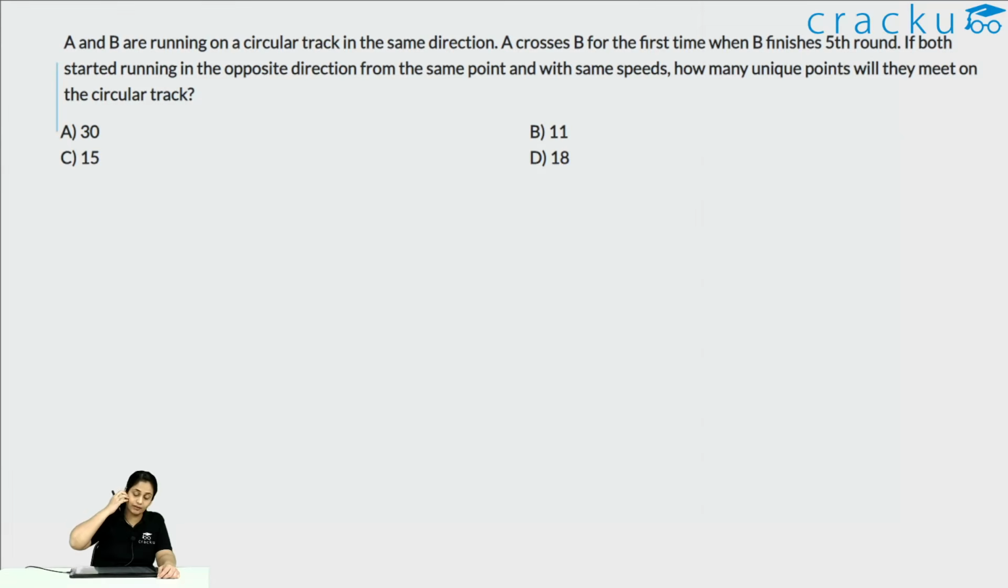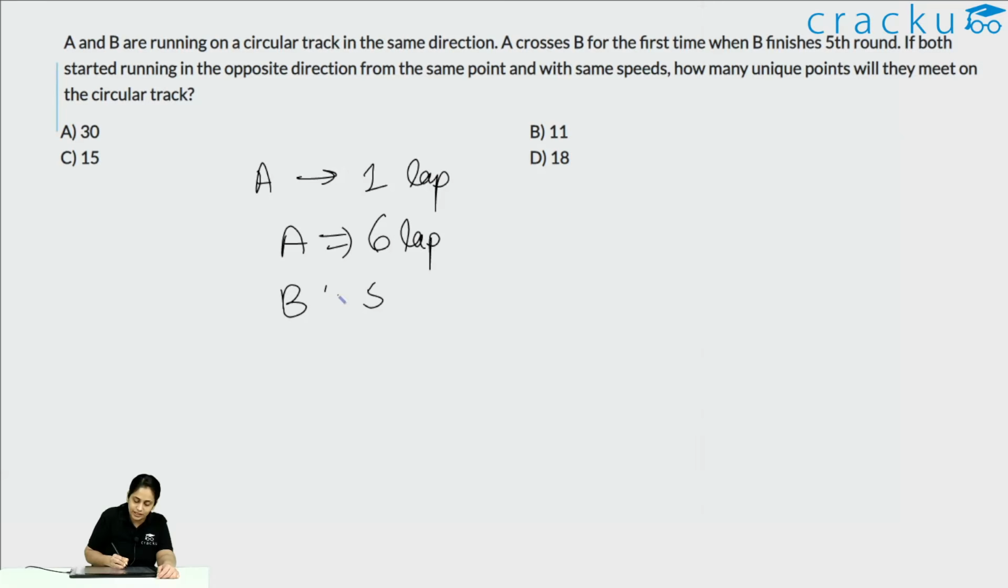In this case, we are given that A crosses B for the first time when B finishes the fifth round. So what does it mean that A is crossing B? A crosses B for the first time means that A gains 1 lap over B. Now 1 lap over B basically means that A completes 6 laps when B finishes 5 laps. So A completes 6 laps and B finishes 5 laps.